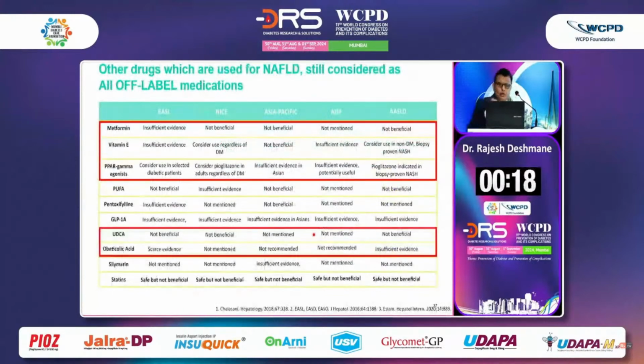Right now, one doctor is asking about the role of vitamin E, metformin, then UDCA and obeticholic acid. These are all in the guidelines, like the EASL guidelines, NICE guideline, ACP guidelines, AISF guideline, and American Association for the Study of Liver Diseases guideline. They clearly mention that UDCA is not beneficial, and obeticholic acid also doesn't benefit. What benefits, in some patients, is a PPAR gamma agonist, pioglitazone particularly, but the role of pioglitazone is only in diabetic patients. In non-diabetic patients, we cannot use this molecule.